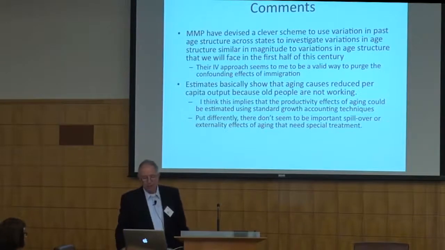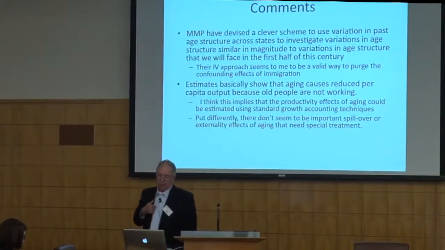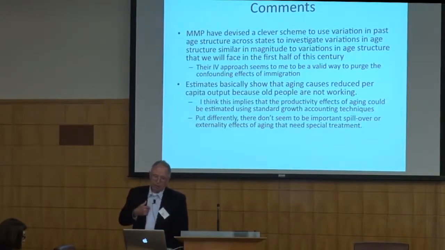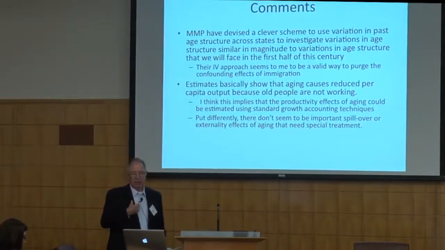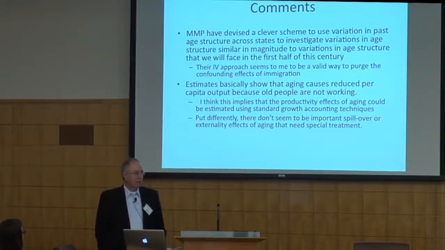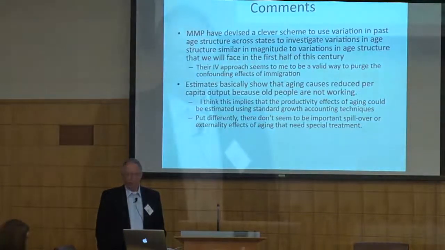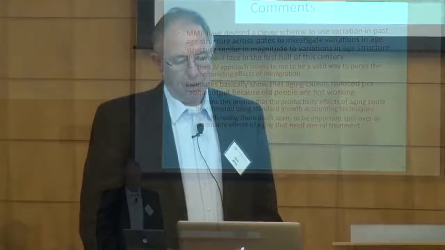My comments. So Nicole and her co-authors have devised a really clever scheme to use variation in past age structure across states to investigate variation in age structures that are of similar magnitude to variations in the age structure that we'll face in the first half of this century. And their IV approach seems to me to be a valid way to purge the confounding effects of immigration.